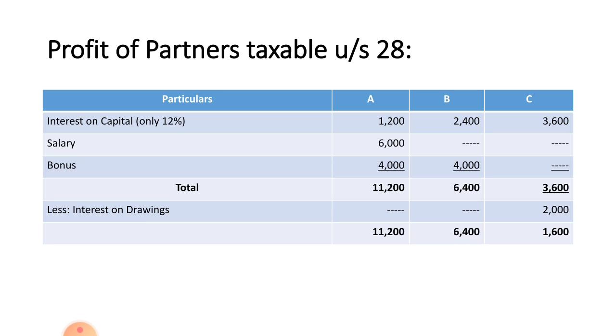So the total of partners' income taxable under section 28 is 11,200 of A, 6,400 of B and 1,600 of C. So this is the problem. This type of problem will come in the exam, so go through this problem once again.